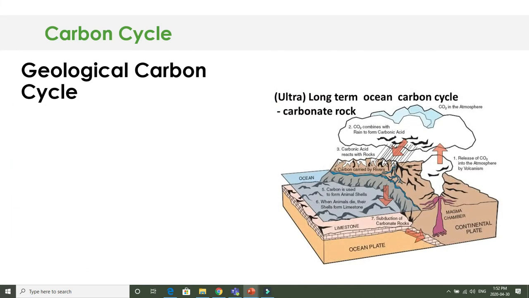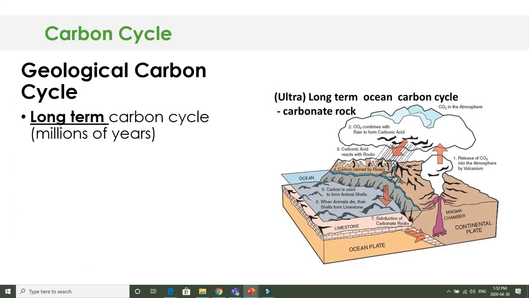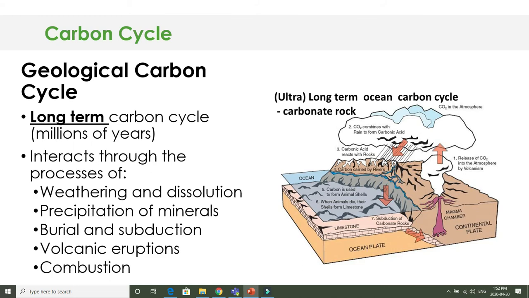So the geological carbon cycle is a long-term carbon cycle. It takes millions and millions of years, kind of like the formation of fossil fuels that we've discussed with the lithosphere. It interacts through the process of weathering and dissolution. So we'll see later what these are: precipitation of minerals, burial and subduction, volcanic eruptions, and combustion.